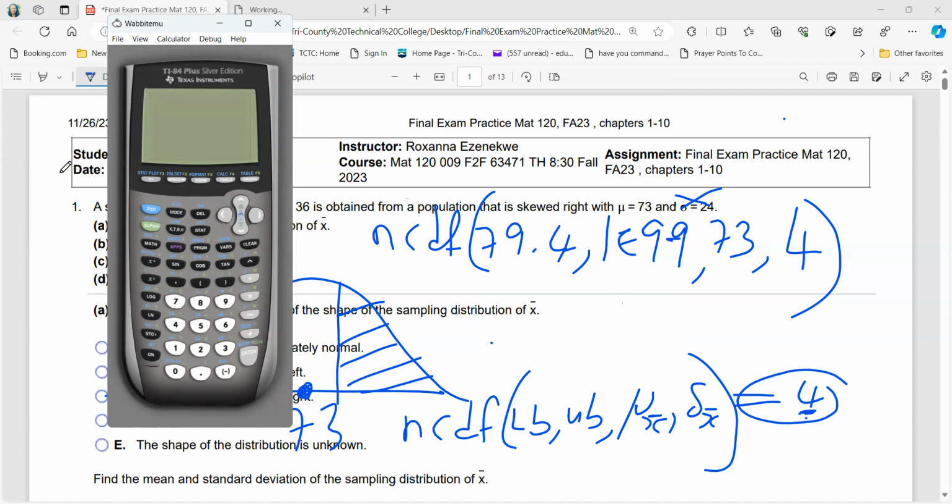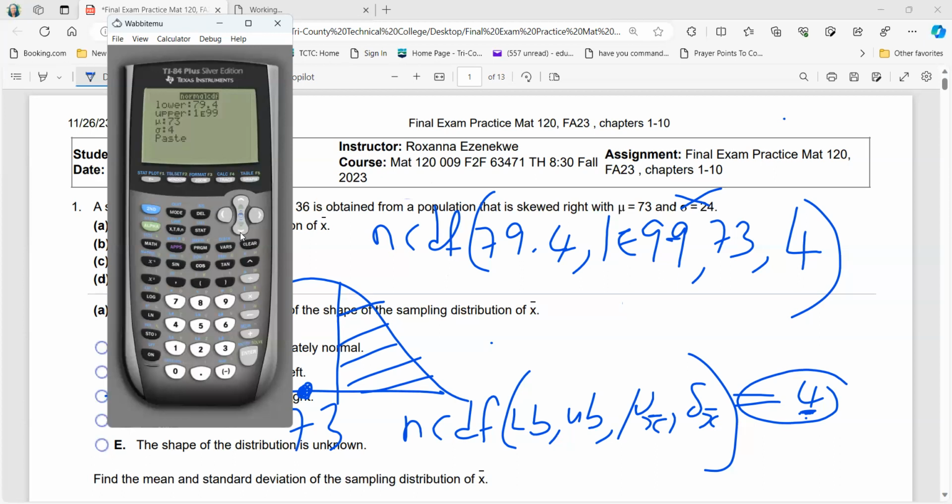Okay, let me go back again and do it. So second distribution, the same thing as normal distribution. So I'm going to select 2. And then the lower bound, as we know, is 79.4. The upper bound is positive infinity. And the mean of the population is 73. Therefore, mu X bar is 73 also. And then the standard error.